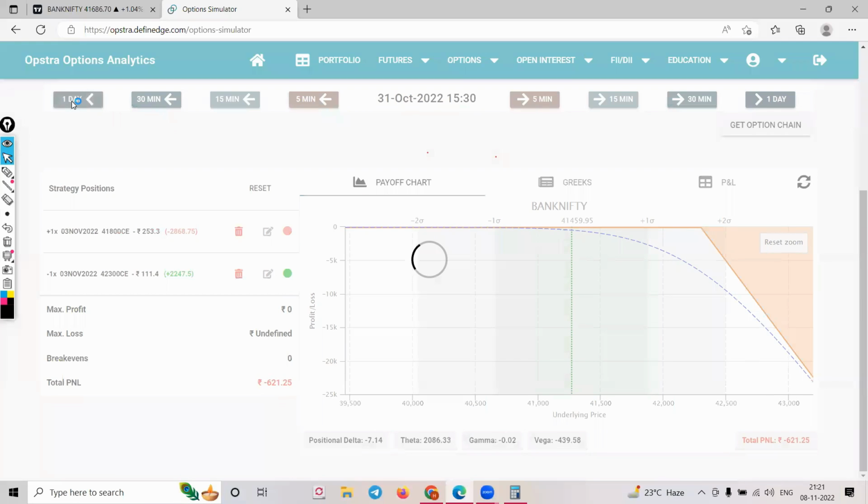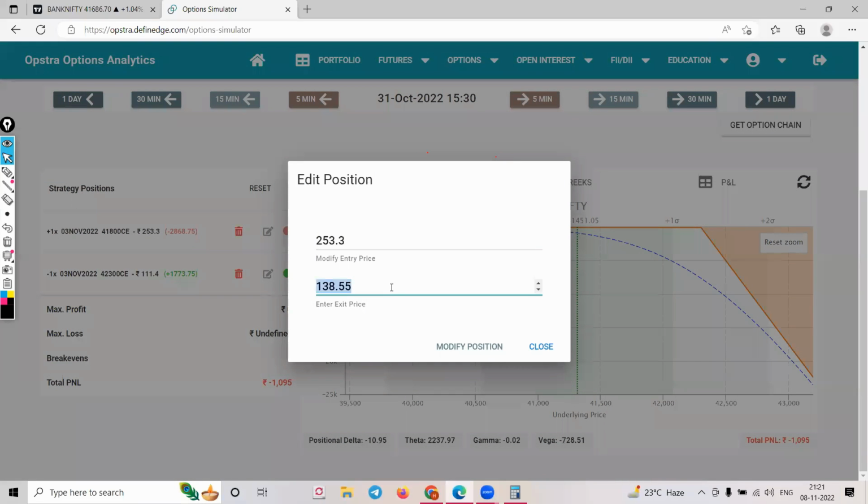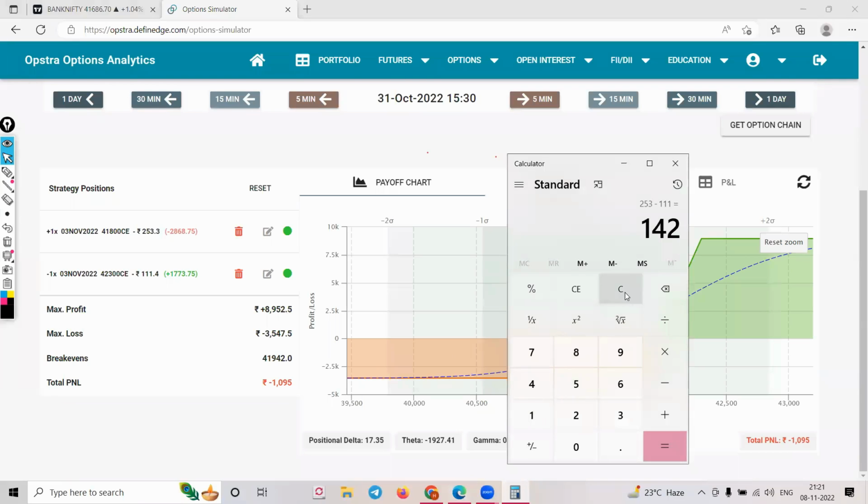But just in case someone wants to do the adjustment, they can go for this also. I'm just showing you all of this. Someone said ratio spread, right? Okay, this is your 31st. What is the loss now? Let's say the loss is 3,500. I'll divide 3,500 by 25 lots, so 140.